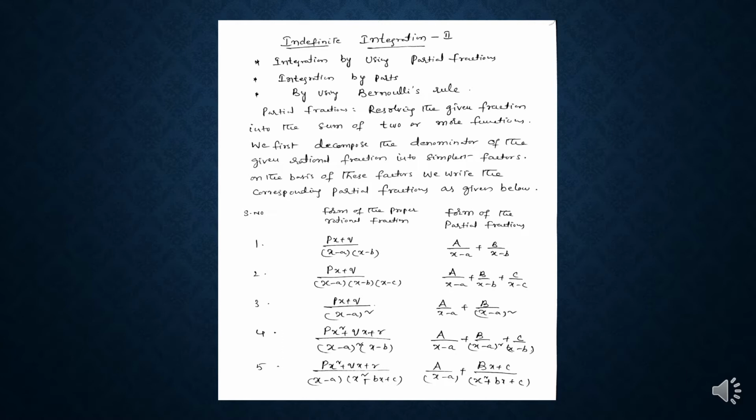Already we learnt how a proper fraction can be resolved into partial fractions in the first semester. So partial fractions means resolving the given fraction into the sum of two or more functions. For that, we have to first decompose the denominator of the given rational fraction into simplest factors. On the basis of these factors, we write the corresponding partial fractions as given below.